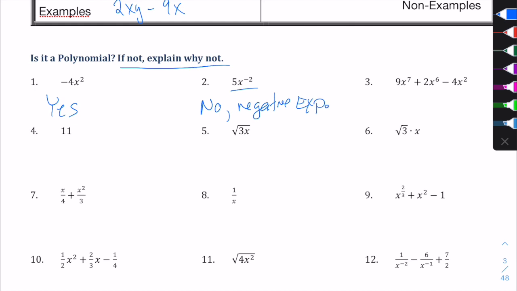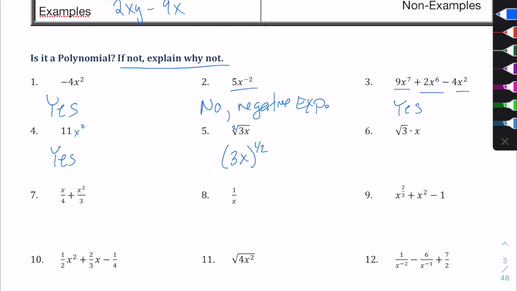Number 3, looking at each of those pieces, yeah, that works. We have all whole number exponents. Great. Number 4, 11, that seems too simple. That can't be, is it? Yeah, it actually is. You're like, but what about the variables? Well, we could call that x to the 0 if we really wanted to. Square root of 3x. Do you remember that a radical here, a square root, would be the same thing as 3x to the 1/2? Ooh, so that is not going to work for us. The x now has a fractional exponent.